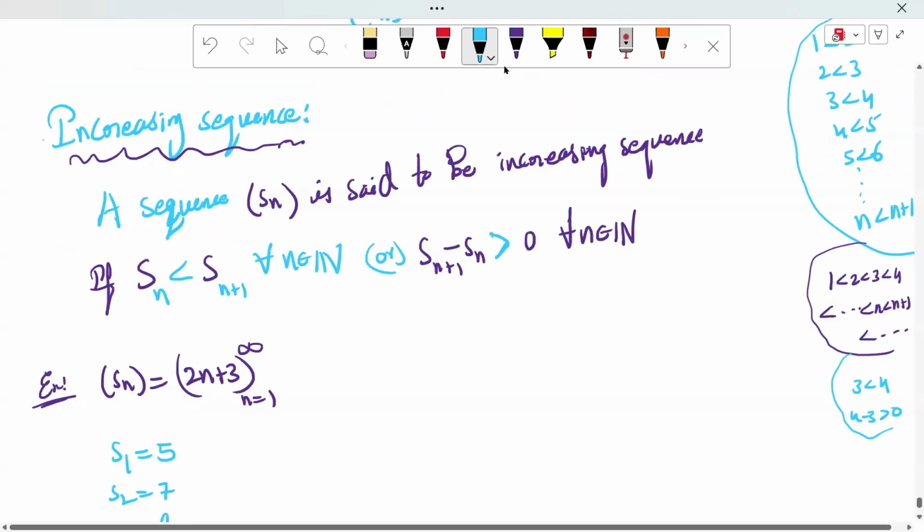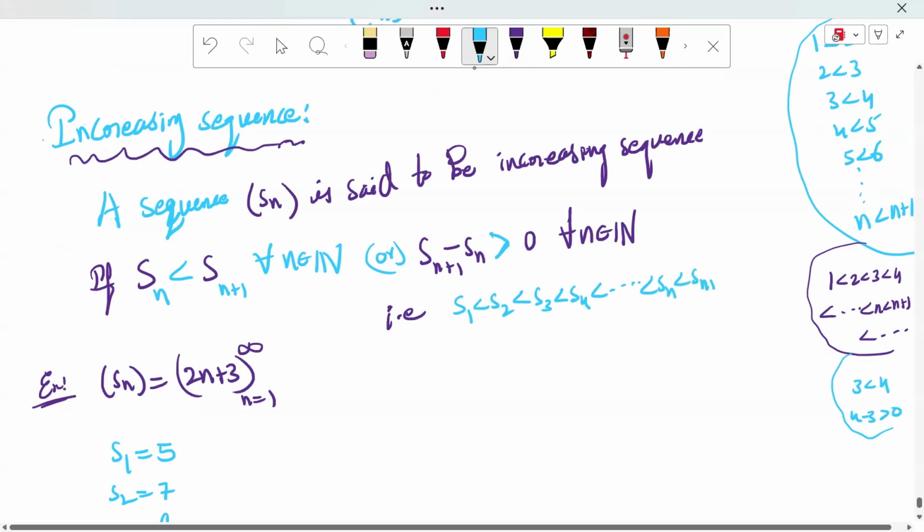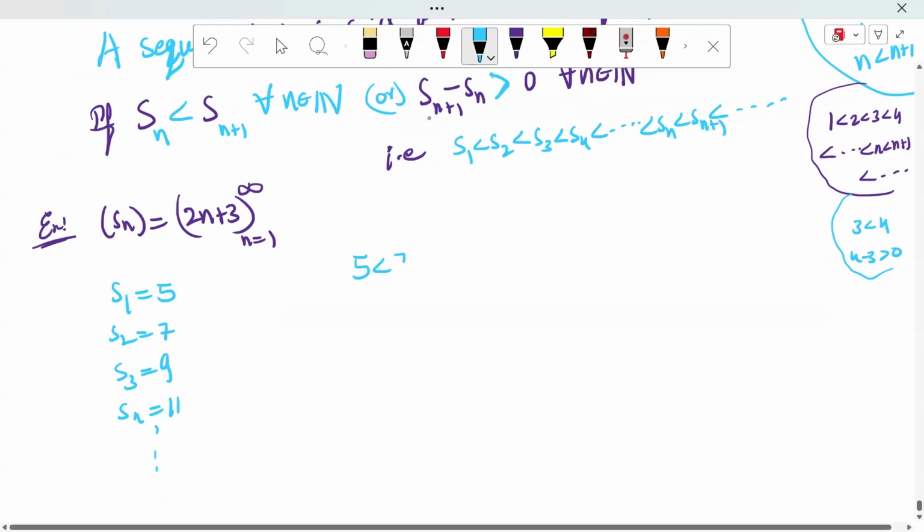అంటే ఇక్కడ ఇంక్రీజింగ్ అంటే ఏంటి సార్? డెఫినేషన్ లో ఒకసారి అబ్జర్వేషన్ చేయండి. That is increasing by the definition. S1 is less than S2 is less than S3 is less than S4 is less than up to so on, less than Sn less than Sn plus 1 less than Sn plus 2 up to so on. This is the increasing sequence. Here, the terms: 5 is less than 7, 7 is less than 9, 9 is less than 11, up to so on.